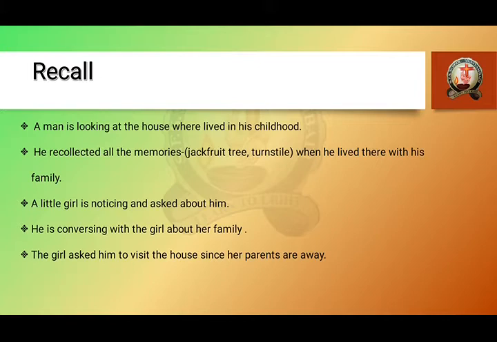internal happenings in the house. And her parents usually allowed her friends to visit her home. And why has she invited? Because she has the habit of inviting her friends to her home. In the same manner, she also invited this man to visit the house.